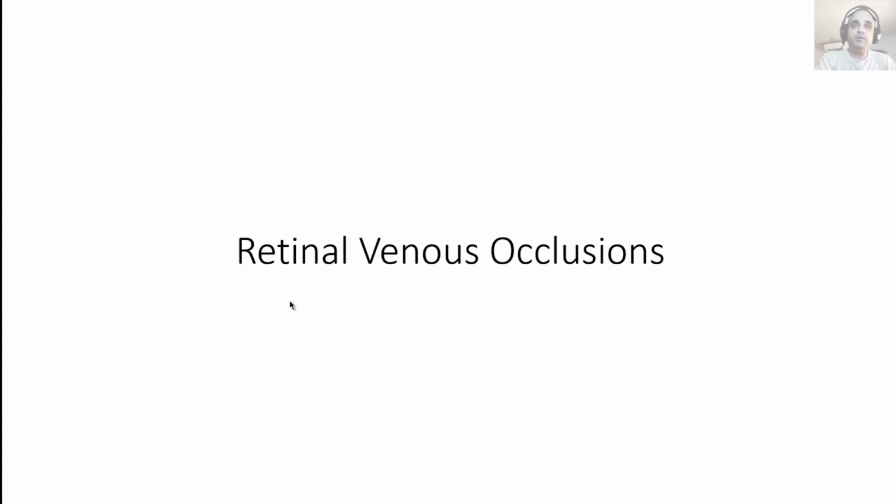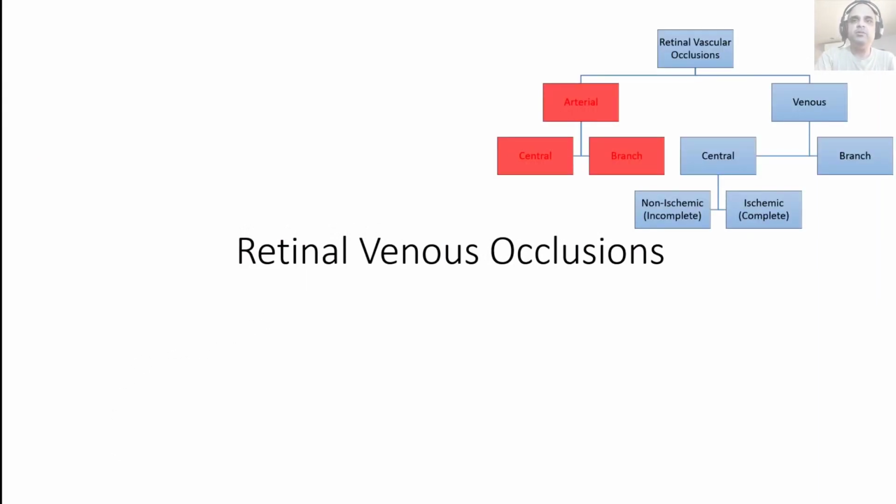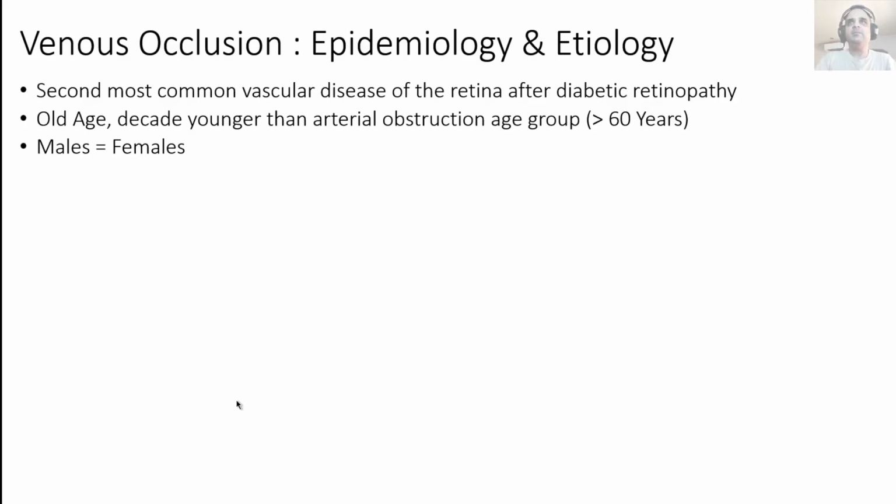And now we will talk about retinal venous occlusions. We'll continue our discussion and talk about venous occlusions now, and this is slightly more involved because the central venous occlusion is of two types. This is the second most common vascular disease of the retina after diabetic retinopathy, and again, old age is the most common demographic seen with regards to age, but these patients are about 10 years younger than those of a retinal artery occlusion, thus they're about 60 years or older.